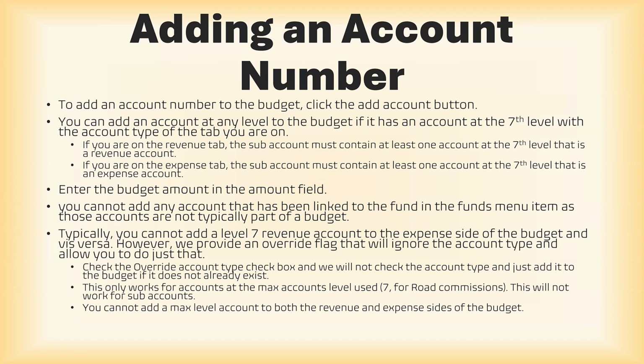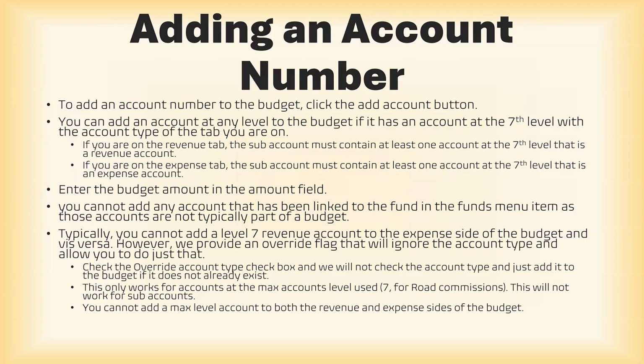And also note that if you're on the revenue tab, even if you find an account that has both revenue and expense, it'll only be added to the revenue side of it. Same with expense. If you have an account that has both revenue and expense, but you're on the expense tab, it'll only add that account to the expense part of the budget. There'll be an amount field where you can enter in the budgeted amount.